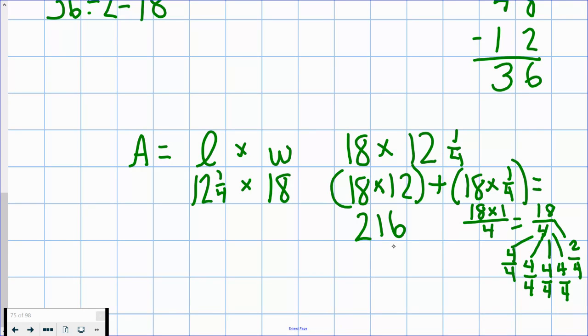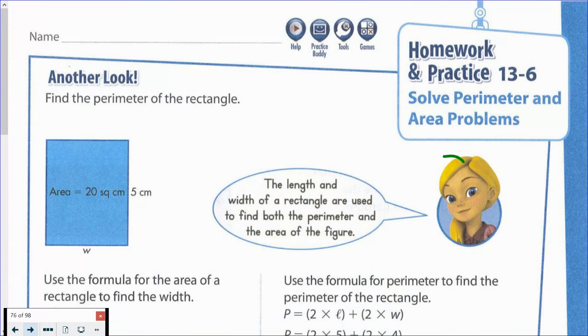Okay, so now we combine 216 with everything that we have down here. So that's 216 plus one more, and one more, and one more, and one more, and then 2/4. So 216, one more makes 217, 218, 219, 220, and 2/4. So we just figured out the area is equal to 220 and 2/4.